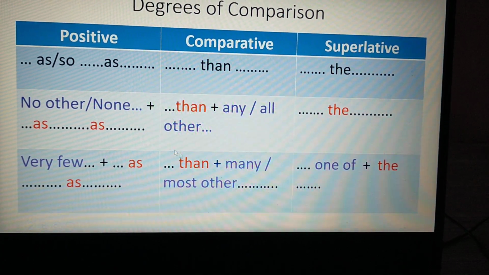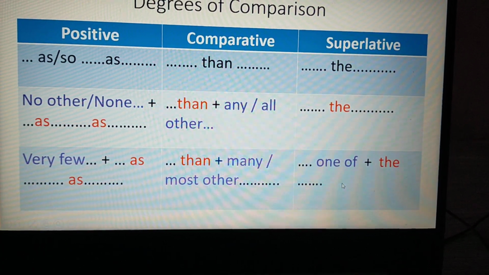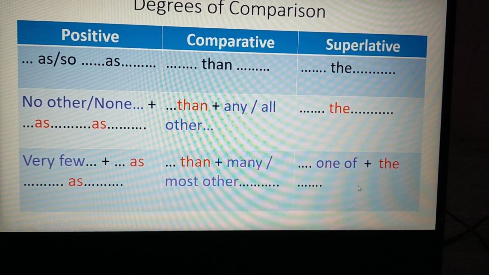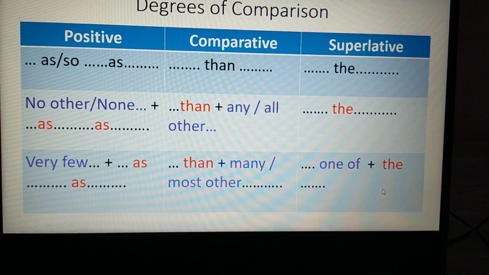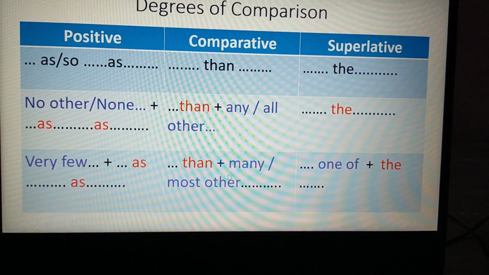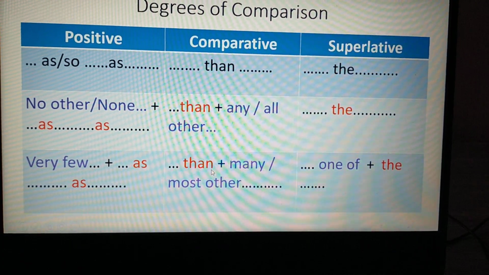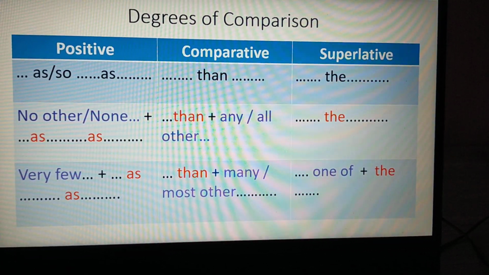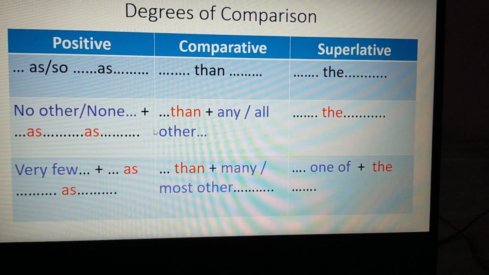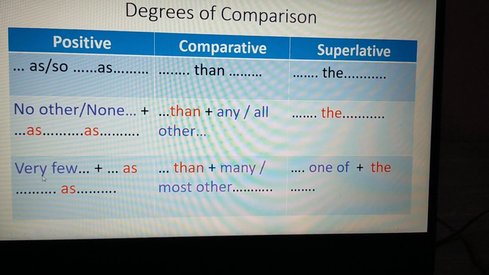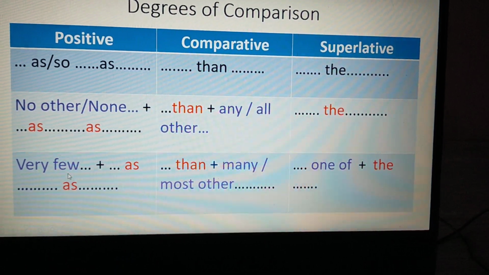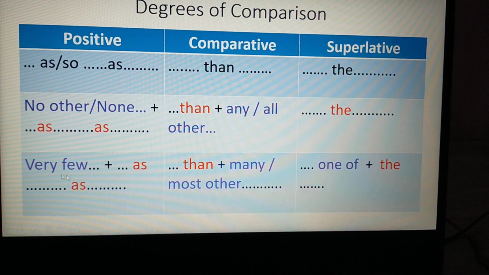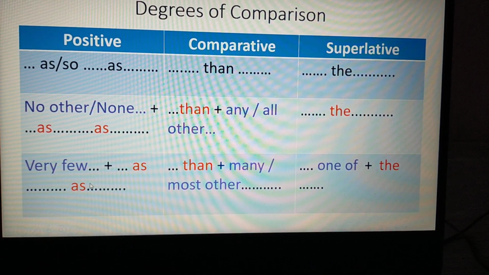In the other case, that is type 2, if in the superlative sentence it's given "one of the", then to change into comparative you have to use than. Of course than is important because without the word than you cannot show comparison, many or most other. And in the positive your sentence will begin with very few. So henceforth there should be no confusion when to begin your sentence with no other and when to begin your sentence with very few in the positive degree.